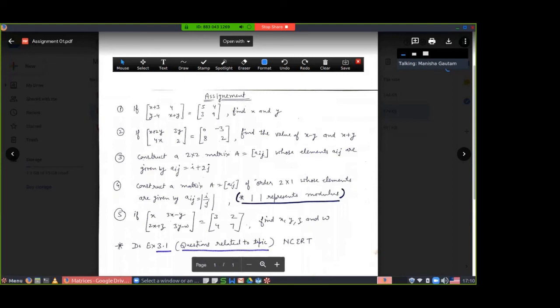And at last I have written, do exercise 3.1, only those questions which are related to the topics discussed. This is exercise 3.1 from NCERT. Start doing NCERT exercise 3.1.